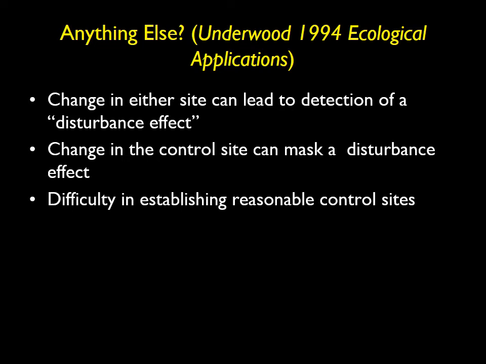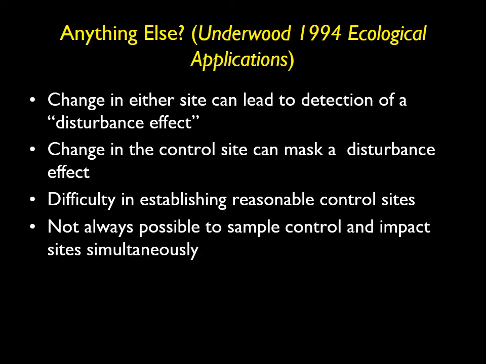The whole issue that we've talked about of establishing reasonable control sites is a problem here, right? So you know, you don't necessarily know beforehand if that site is going to be affected at all. This part as well, sometimes you can't sample the control and impact sites simultaneously. So if you sample the control and impact sites at different times, then we'd expect them to be different anyway.